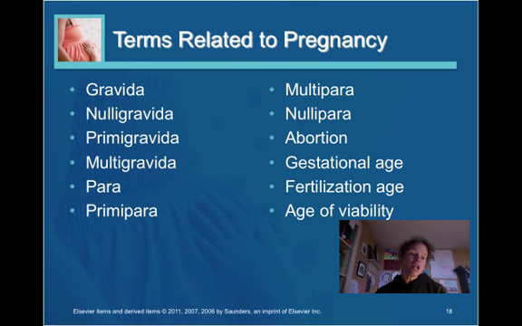Gestational age is the prenatal age of the developing fetus, and that's calculated from the last menstrual period. Fertilization age is the prenatal age calculated from the date of conception, which is usually 2 weeks less than the gestational age. And then age of viability is a fetus that has reached 20 weeks. And technically, at 20 weeks, the fetus is capable of living outside of the uterus.